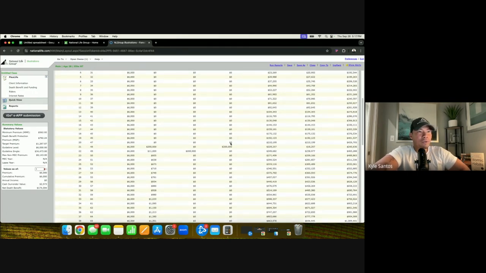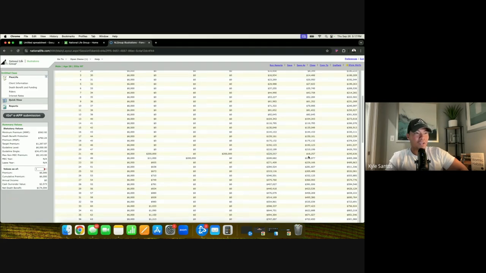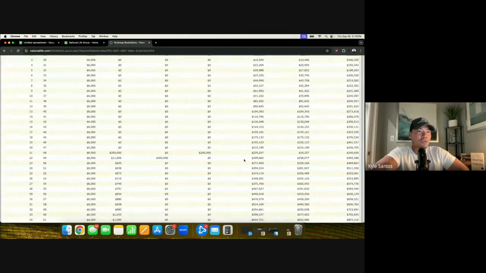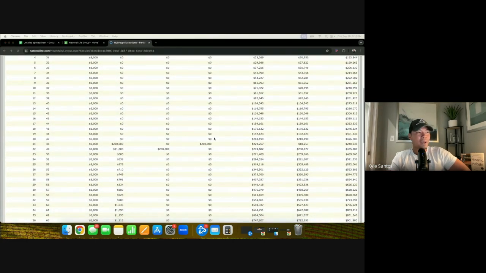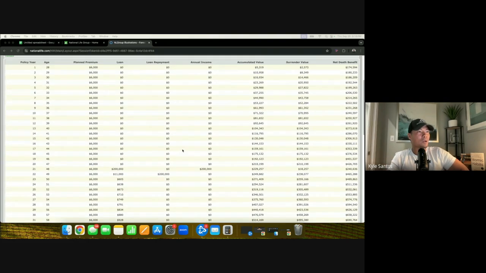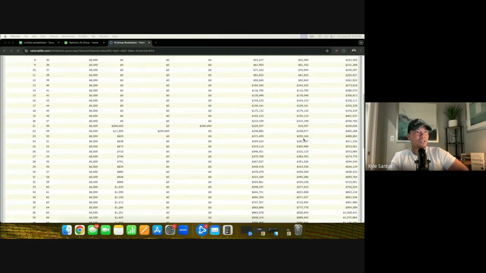Year 21, you took out 200 grand. Boom, you bought a house. You flipped it. 1 year later, you put 200 grand back into the policy. Okay, now you can see your cash surrender value went back up 200 grand, right? And your death benefit went back up 200 grand. And now the beautiful part is, since you flipped it for 400K and you paid back the 200, you just netted 200K in your bank account personally. And now, as you can see, if you want to buy another property in the future, you still have another 200K on year 23.